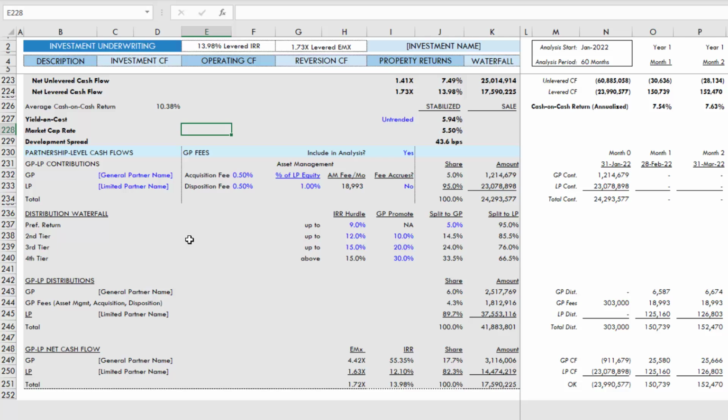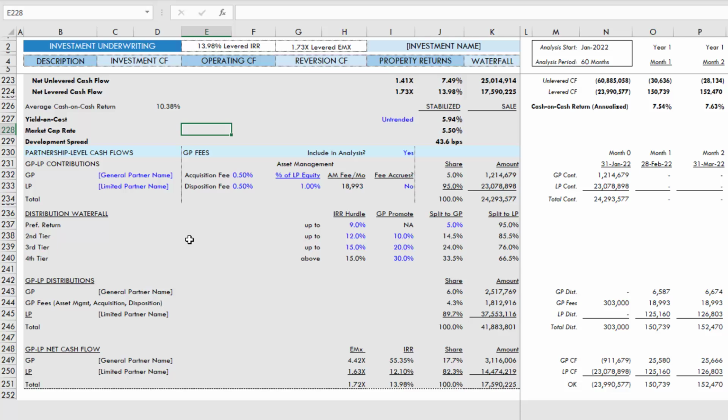Now, this particular model uses a European style waterfall, which is a common waterfall. And when we say European style, that doesn't mean this is a waterfall specific to Europe. This is a structure that's common throughout the United States, all the Western Hemisphere, as well as the Eastern Hemisphere.